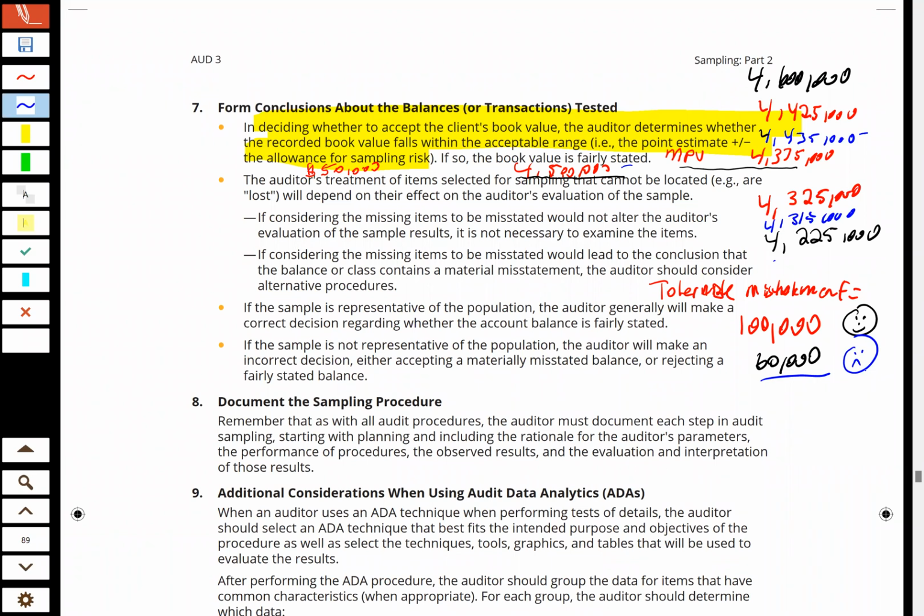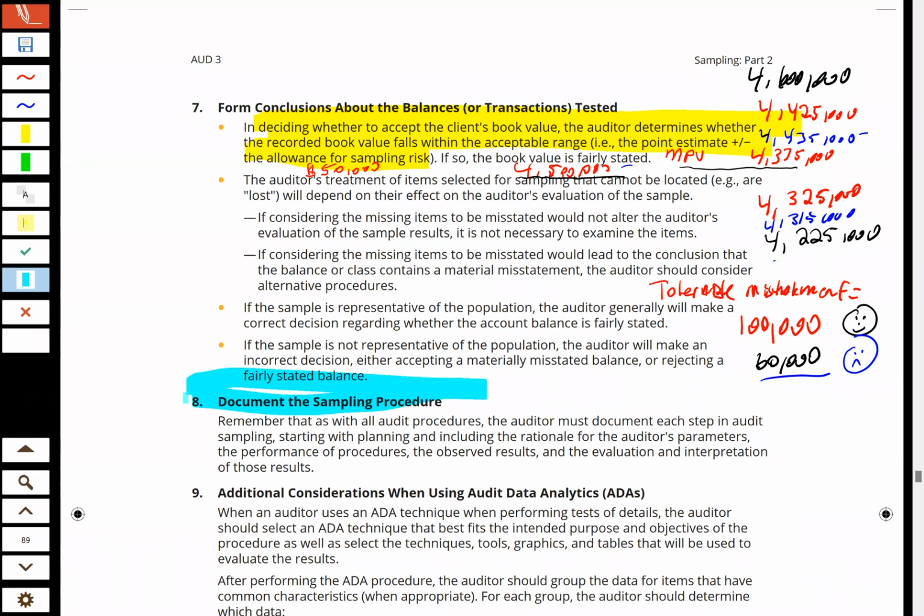Let's say you want an adjustment to bring it down below your tolerable misstatement. You do enough audit work that you're convinced that there is a material misstatement, and the client won't fix it. What are you going to do? You would consider an adverse opinion or qualified opinion, depending on the pervasiveness. Excellent. And then, of course, we'll document the procedure.